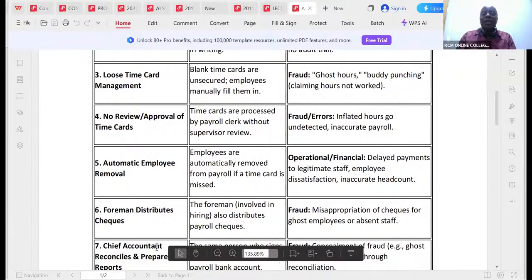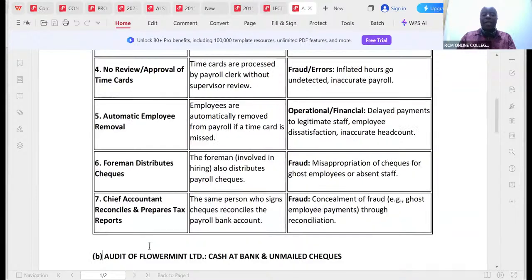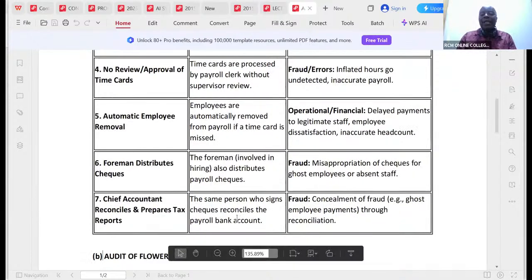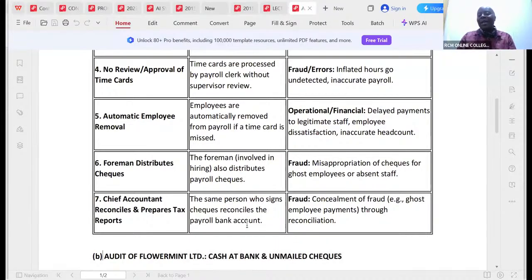Chief accountant reconciles and prepares tax reports. The same person who signs checks reconciles the payroll bank account. That is wrong. So there could be possibility of concealment of fraud, e.g. ghost employee payments through reconciliation. So ladies and gentlemen, that is it. I believe you've been able to pick something out of that which can be helpful to you in terms of how you answer your exam.